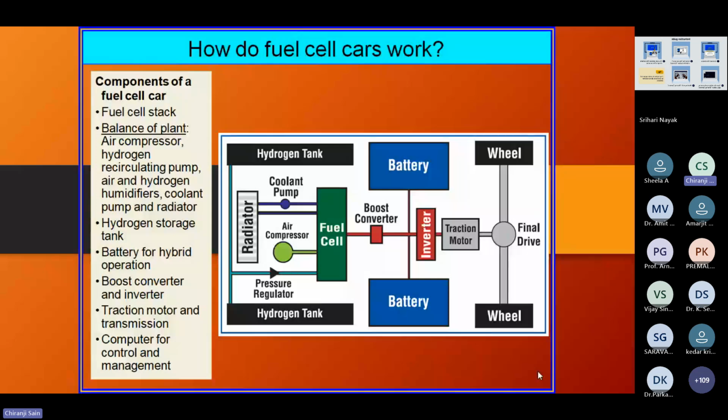So in between this boost converter and the battery, we need to have the power conditioning, and depending on the level of the input and output voltages, and to feed the traction motors, we must have the DC to AC converter, that is the inverter.